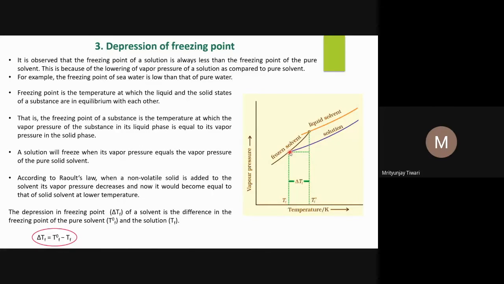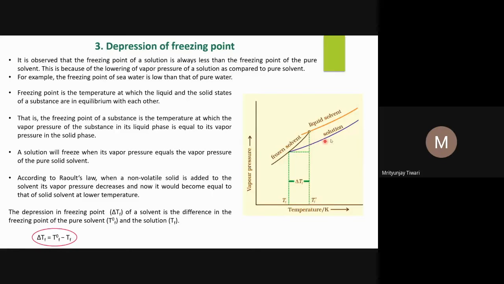At this point, at an even lower temperature, what will you see? The vapor pressure of the frozen solvent, the solid, will be equal to the vapor pressure of the solution. And solid here means the frozen solution. In this case, it is the frozen solution that will be equal to this. And so what we see is that this difference in temperature is called the depression in the freezing point. So depression means a decrease in the freezing point. And this point actually connects.